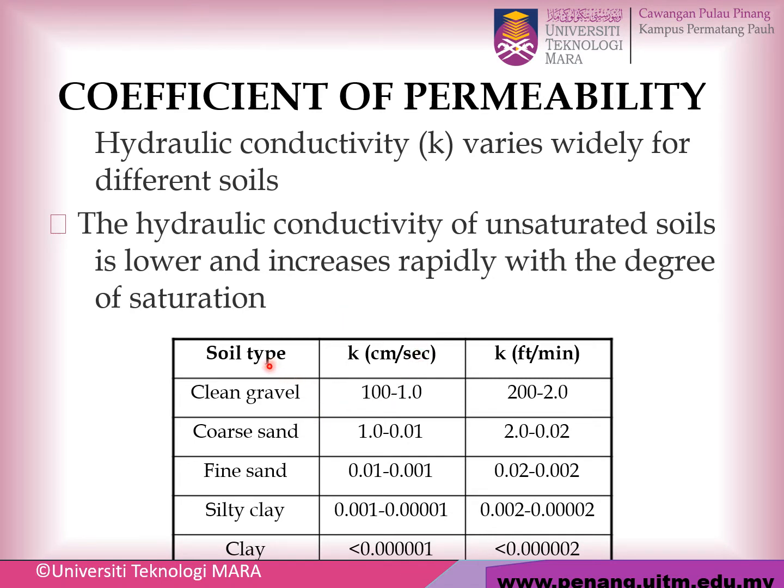You may see here the soil types and the coefficient of permeability. For example, here is clean gravel. The K value is between 1 to 100 centimeters per second. And for clay, the K value is about 1 times 10 to the power of negative 6 centimeters per second. So if you see here, when the soil size is smaller, the value of K is smaller. Alright, if the soil is coarse, the value of K is greater.